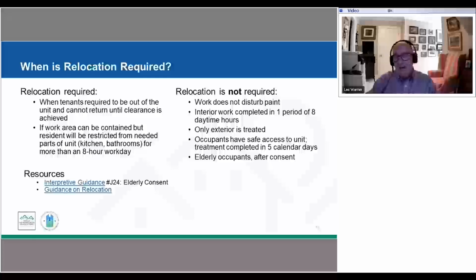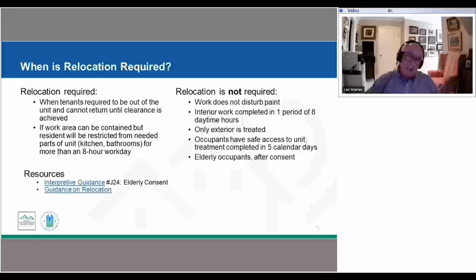Keep in mind that that occupant will have to have safe occupancy or safe access to that unit. So thinking about what's my pathway in and out of that unit, can we do that? Can that treatment be completed within a 5 calendar day period? And then lastly, if we have elderly occupants, if we have a signed consent form from the elderly occupant, they can waive their right to be relocated.